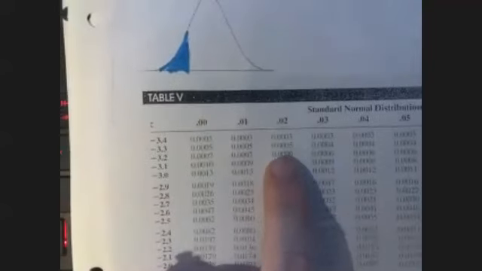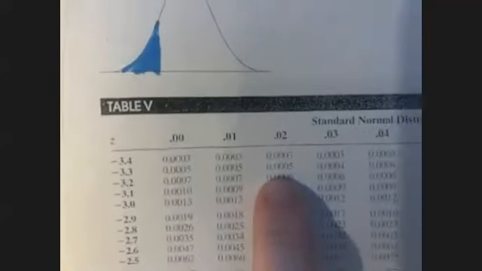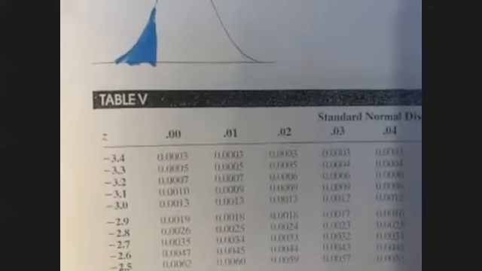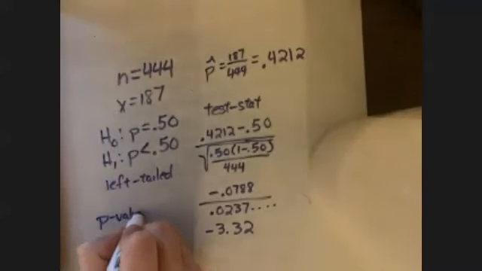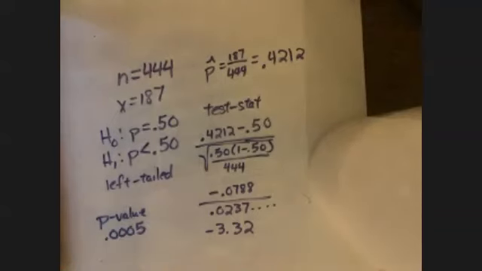Okay, so negative 3.3, and then we're going over to 2. So I am at, I don't know if you can see that, 0.0005. So the p-value is 0.0005. Now then, how do we make our decision?